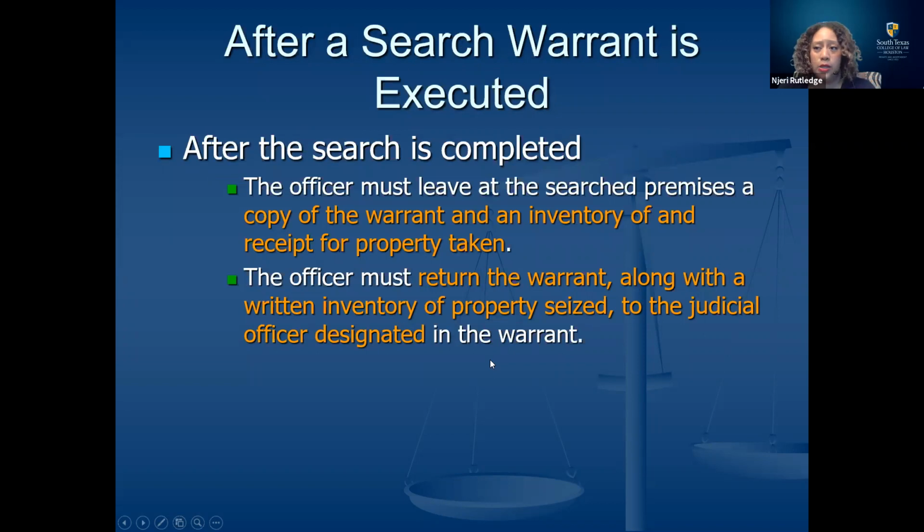Once a search warrant is executed, the officer has to, by law, leave the inventory with the person or just leave it at the scene of the property. So remember, there are three parts to a search warrant, right? The affidavit, the warrant itself, and the return. So right now we're talking about the return. The warrant has to be returned with the written inventory of the property seized to the judicial officer. So no one comes back to me with property or evidence, but frequently people will come back with the return letting me know what they collected, and that's obviously going to be filed with the clerk.